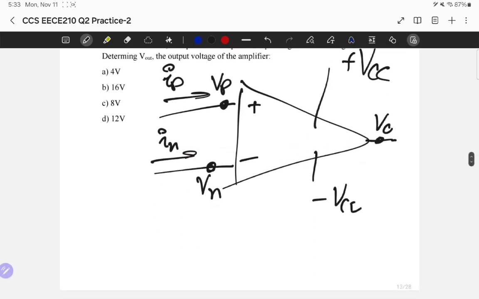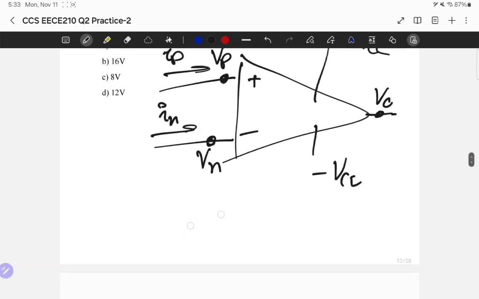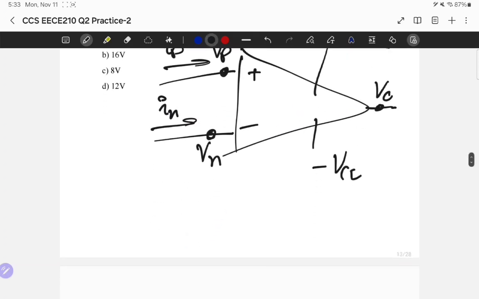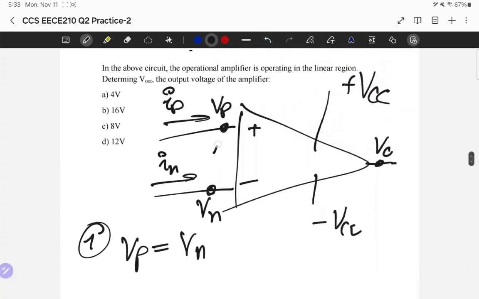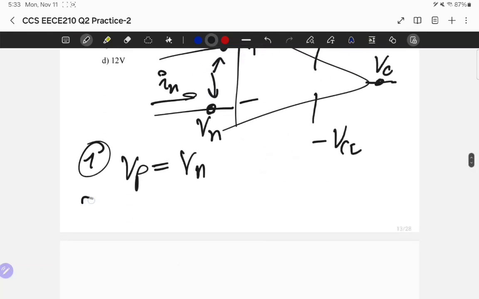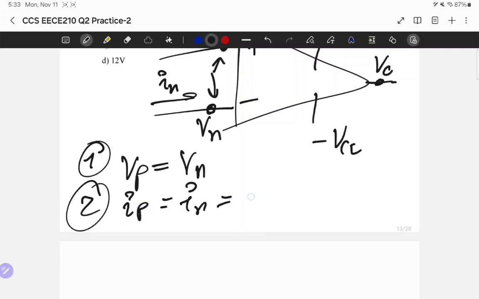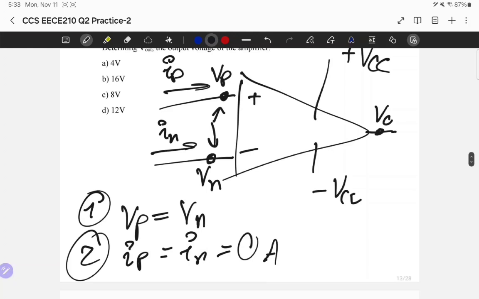But the catch is, in EECE210 and operational amplifiers in specific, we're going to have two rules. Number one, VP is equal to VN. It's always the case. VP is equal to VN, so this point is equal to this point. They have the same voltage. Second rule is that IP is equal to IN is equal to 0. No current flows into the op amp.